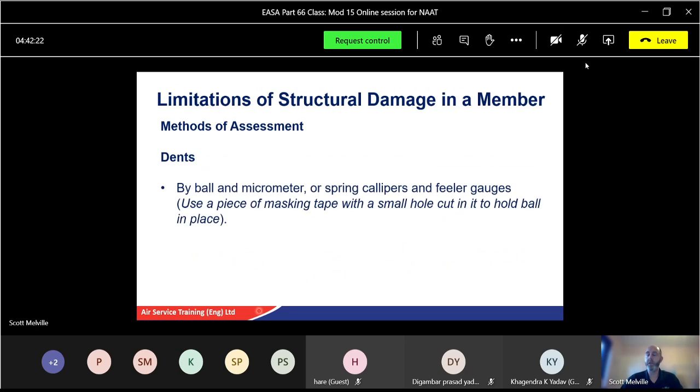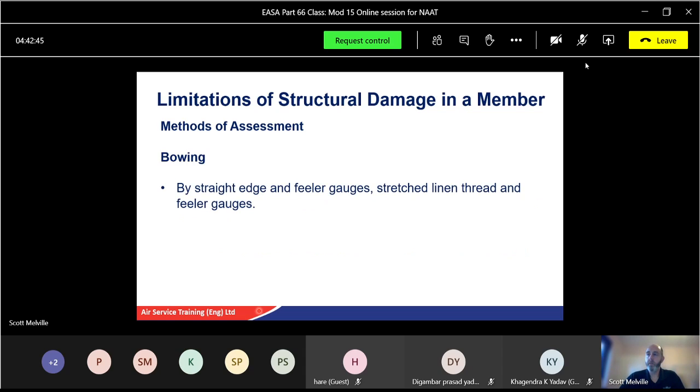So the methods of assessing dents, as said, are using a ball, micrometer, spring calipers, feeler gauges, a bit of masking tape, a small hole, a clamp to hold the ball in place, etc. Also use a ball anvil micrometer, which has a little ball face on a spindle at the end, so you can actually get into the depth of the dent. And for bowing: straight edge and feeler gauges, a stretched line of thread, and a 3-point trammel can also be used. A trammel is an old school type of tool, but just be aware of these.